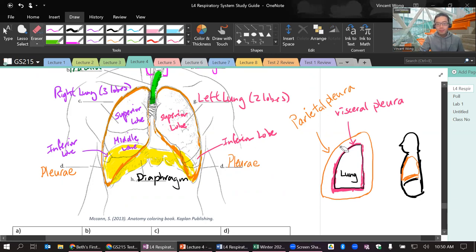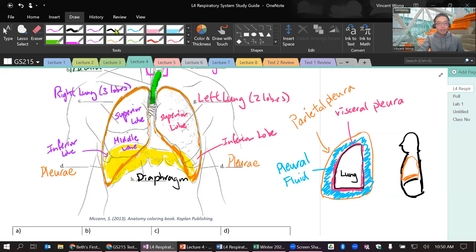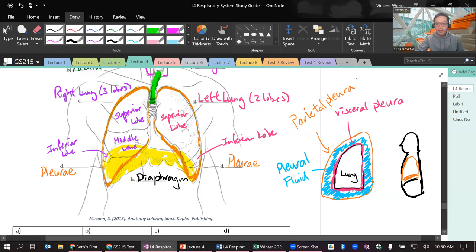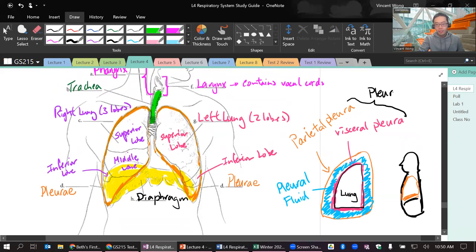Now, between the visceral and the parietal pleura, you're gonna have some fluid. We had this situation going on with the heart as well, right? Remember? There's some fluid there, right? This is called a pleural fluid. And in case it is not obvious to you, these things form the pleurae, okay? Just add an E to make it plural. Between the pleurae is the pleural fluid.